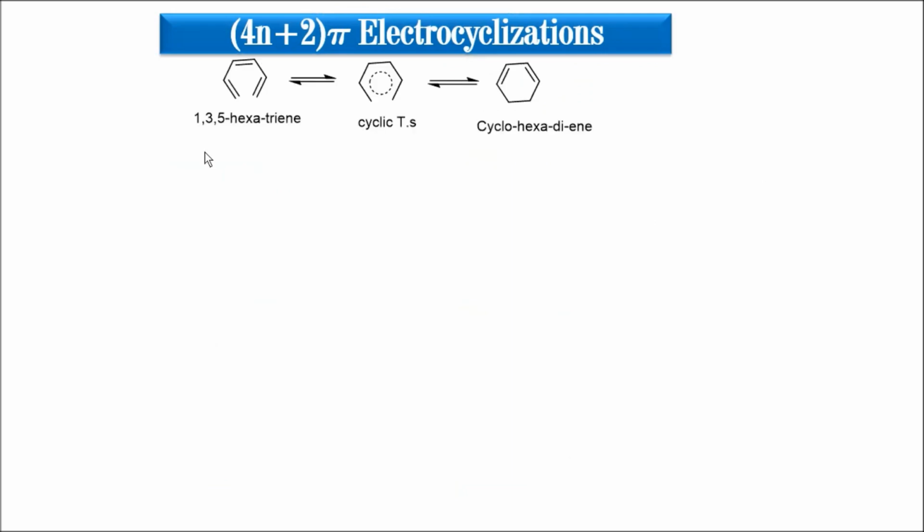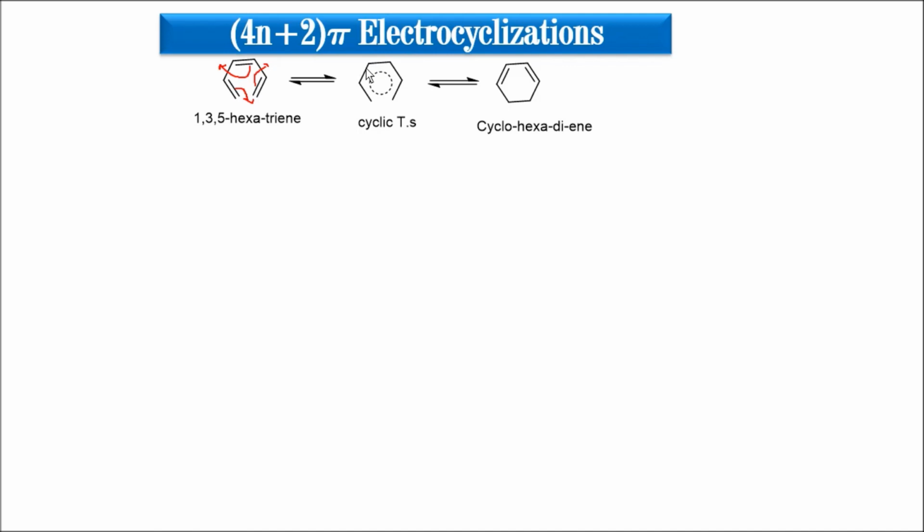Let's start the reaction, 4n plus 2 pi electrocyclizations. The best example is 1,3,5-hexatriene, which undergoes electrocyclization to give cyclohexadiene. How is it forming? This pi bond shifts here, and we get a sigma bond. This pi bond shifts here, we get a pi bond, and this pi bond shifts here, we get another pi bond. The reaction always takes place through a cyclic transition state.